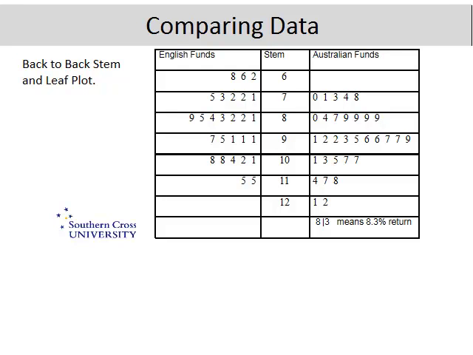In this example, we're going to compare data and we're going to use a box and whisker plot to do that. Now, we've used our superannuation fund example, which is what we just found in the last video, and we've compared that. The data that we had was for Australian funds, and we're going to compare that with English funds.